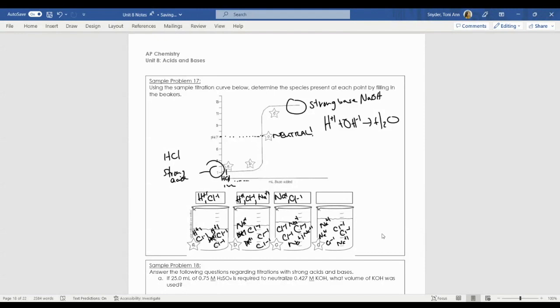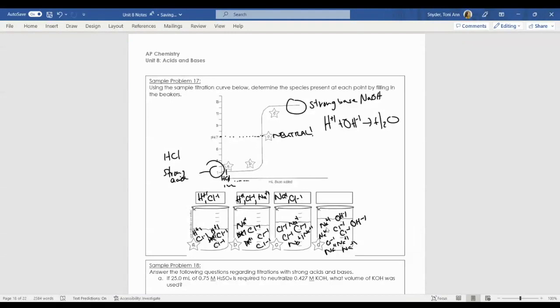But if I went past that equivalence point, now I have more base present. However many hydroxides I add, I must also add that many sodium ions, because remember, they're spectators. We also have to consider, when we're drawing these particle diagrams, that the number of particles is very important, because the charge of this whole system has to always be neutral at all times.